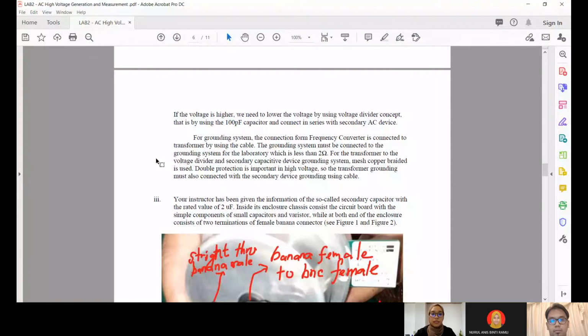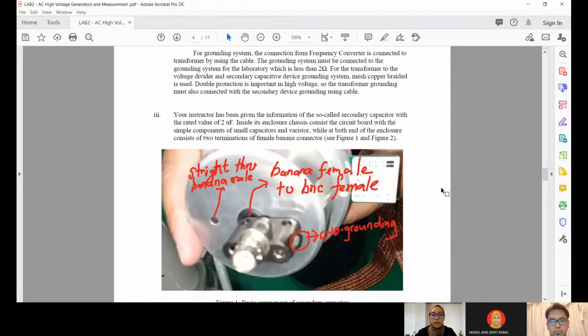Double protection is important in high voltage, so the transformer grounding must also be connected with the secondary device grounding by using a cable. The next part I will pass to Ashraful Aiman.